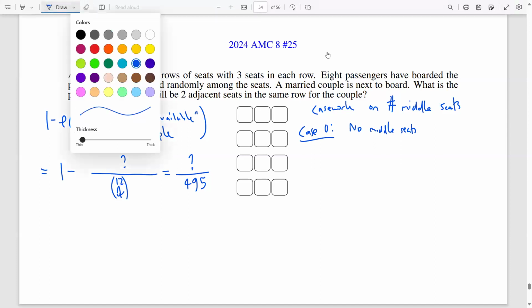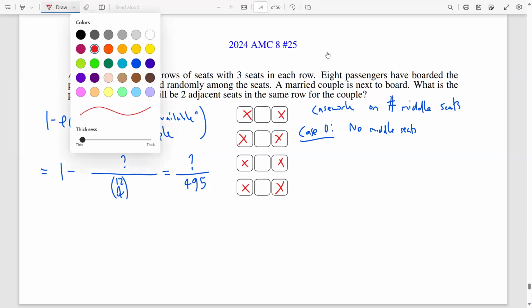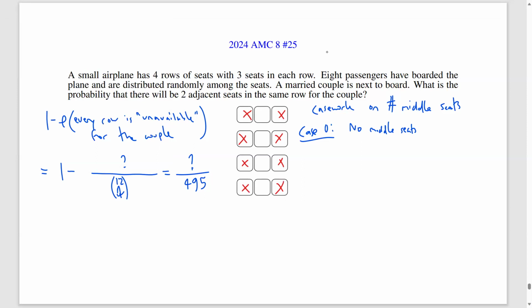So what happens in this case? If no middle seats are taken, then in order for every row to be unavailable, the 8 passengers must all sit on the left or right of the airplane. And this can only happen in one way. Our next case is going to be case 1, where one middle seat is taken.